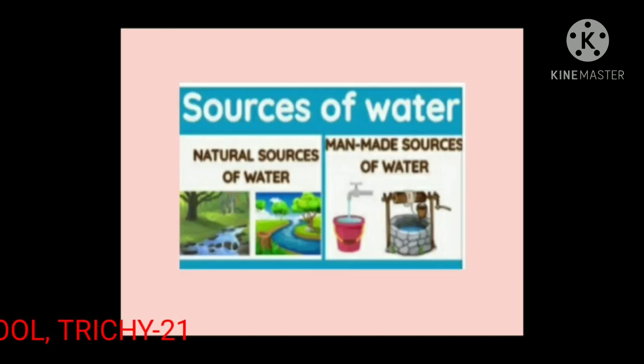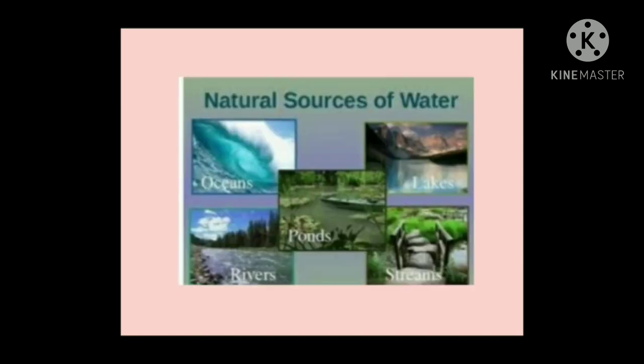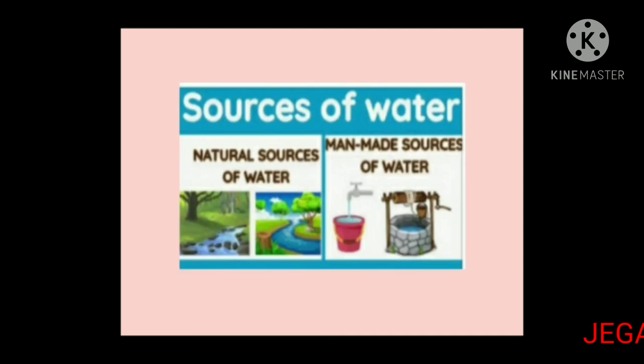Sources of water supply water for all living beings. In this way, we can classify the sources of water into two categories. They are natural sources of water and man-made sources of water. Ocean, river, lakes, streams and ponds are called natural sources of water. Sources like well, hand pump and dam are called the man-made sources of water.